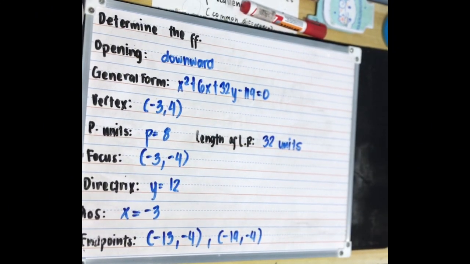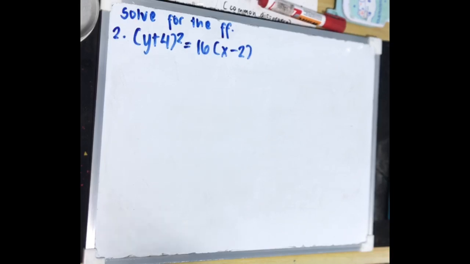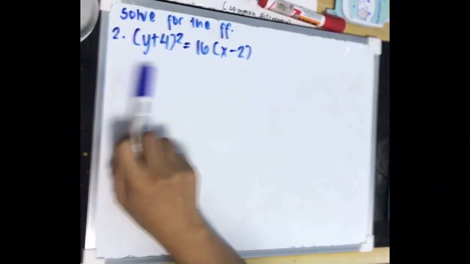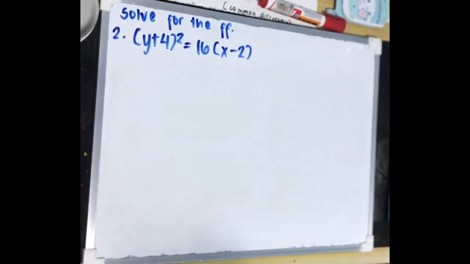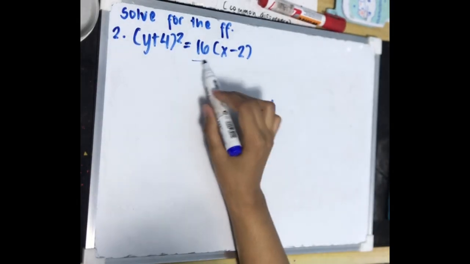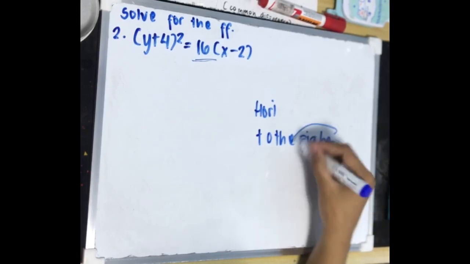So kung ganyan yung sagot nyo, it means tama po yung ginawa nyong solving and tama po yung mga answers. Example number 2. So to determine the opening, we have to determine first if the given is vertical or horizontal. So sa formula po natin, kapag nauna yung y, ibig sabihin po nun is horizontal. And kapag nauna naman po yung x, ibig sabihin po nun is vertical yan. So since horizontal po yan, and positive po yung 4p natin, so this would be to the right. To the right po yung open natin.